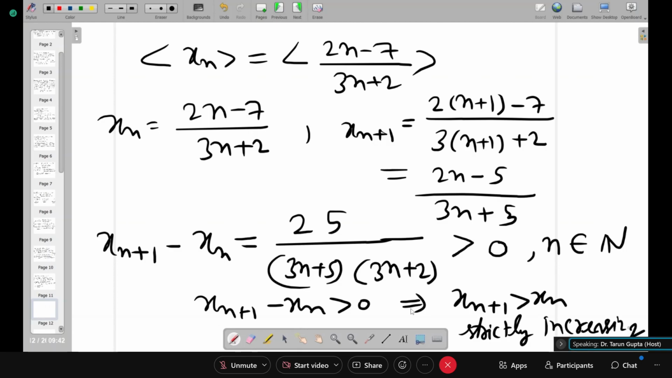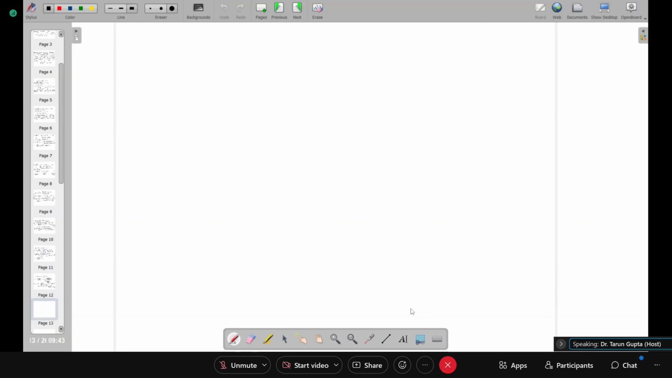So there are two ways to show that the given sequence is strictly increasing or decreasing or increasing: by subtracting two successive terms or by dividing. By dividing means xn plus 1 you can find out, then divided by xn, then you have to show that it is greater than 1 or less than 1. So both the ways you can apply and you can show the given sequence is increasing or decreasing. So this is a strictly increasing sequence.